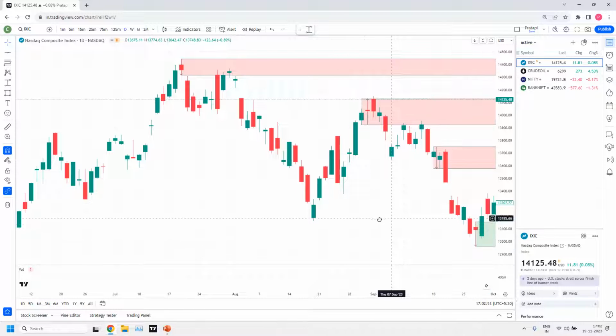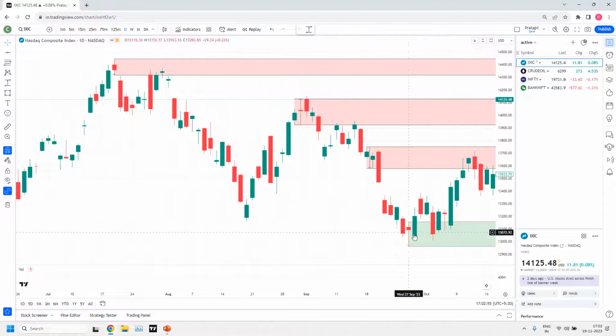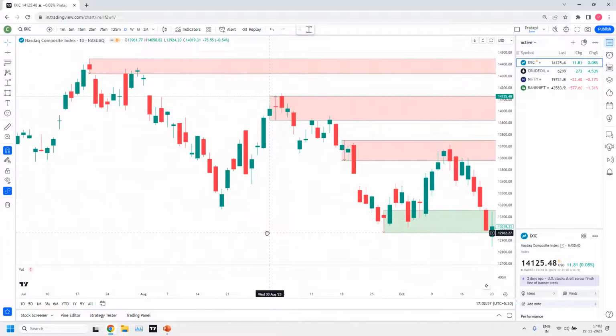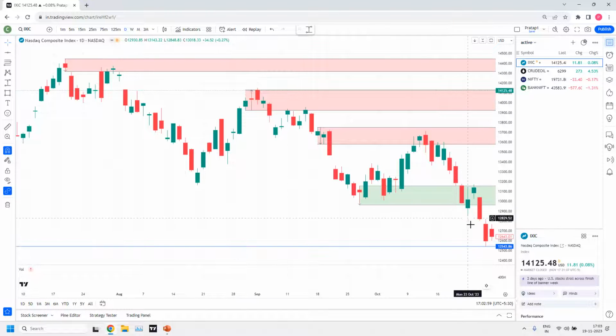So we have a demand zone is created. It is a newly created demand zone. But again, this demand zone is also violated. That means the downtrend might have been further continuing here. So that is a hook. So this demand zone is no more valid.